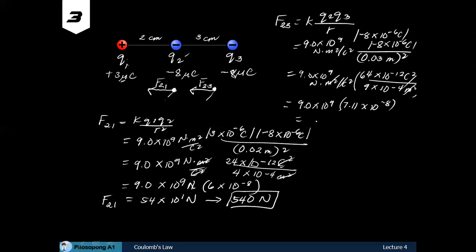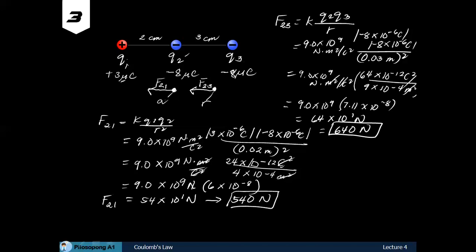Okay. So my answer here is 64 times 10 raised to 1 newtons. In standard form, that is 640 newtons. So this is an attractive force. This is a repulsive force. Okay, but if we want to compute for the net force, we consider the direction of the force and not the charge of the object, and even the convention that we use for attractive or repulsive force.